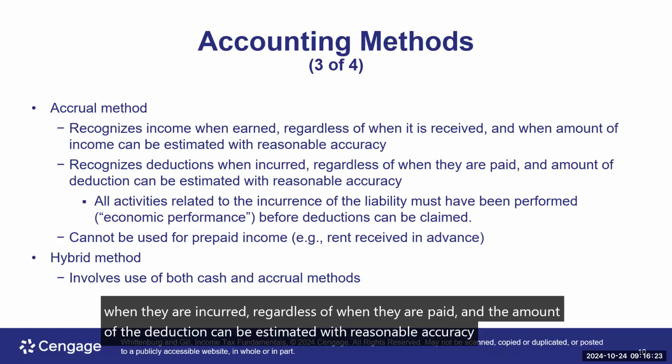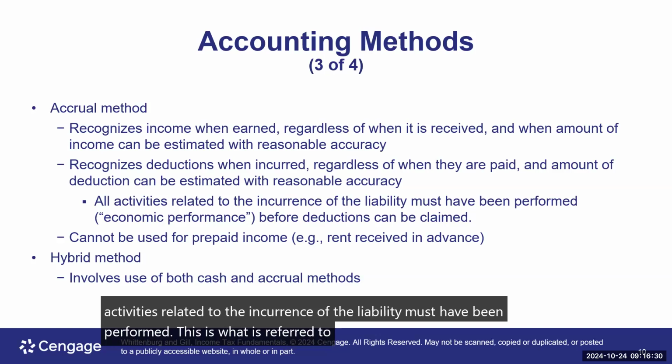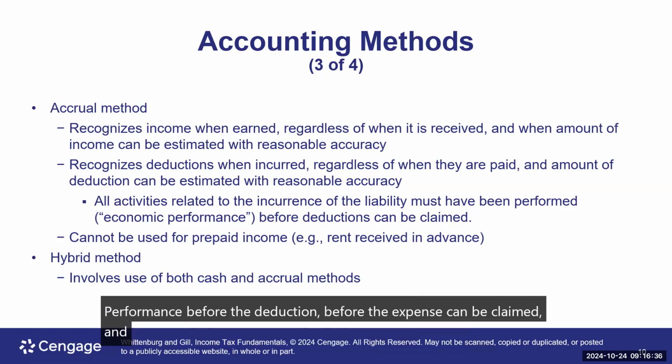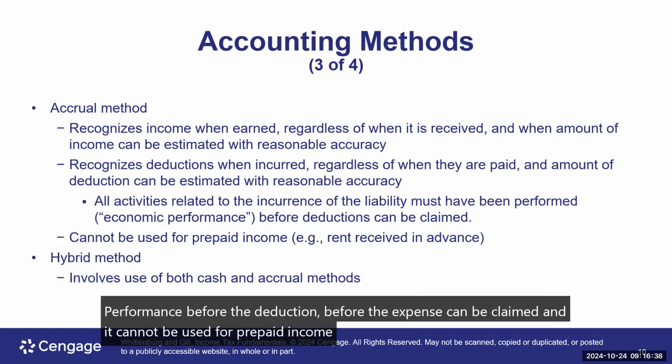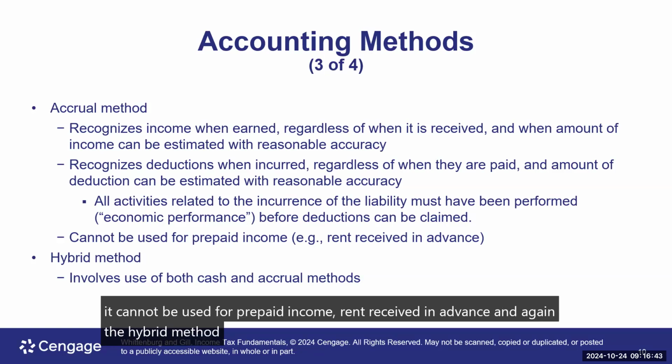So all activities related to the incurrence of the liability must have been performed. This is what is referred to as economic performance before the deduction, before the expense can be claimed. And it cannot be used for prepaid income, rent received in advance. And again, the hybrid method is a synergy between both the cash as well as the accrual method.